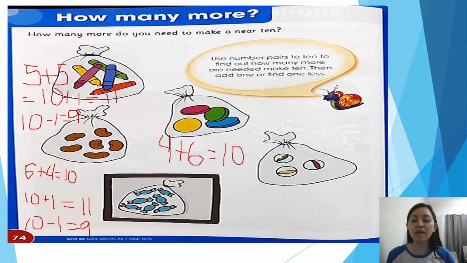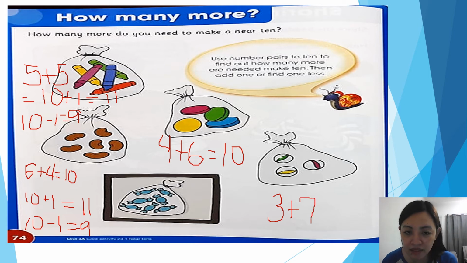Okay, how about this one? Okay, the marbles. So there are 3 marbles. And we need to add how many to make 10? Correct, we need to add 7 to make 10. So 3 and 7 is equal to 10. Very good.